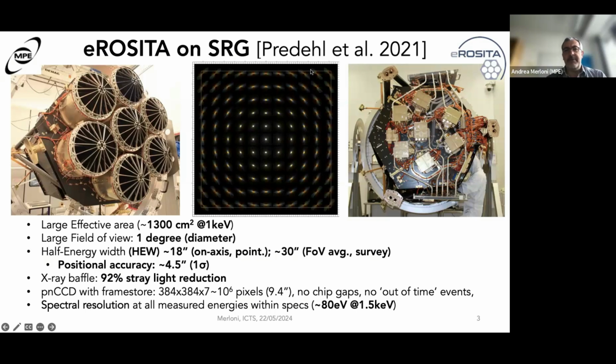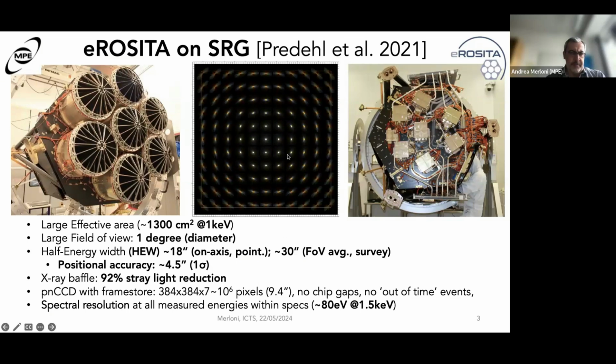The advantage of the camera here, you see a picture of the one camera taking PSF images in our lab, is that the entire camera is exposed. There are no chip gaps, and we have a frame stored, so we don't have out-of-time events. This increases our efficiency in detection.